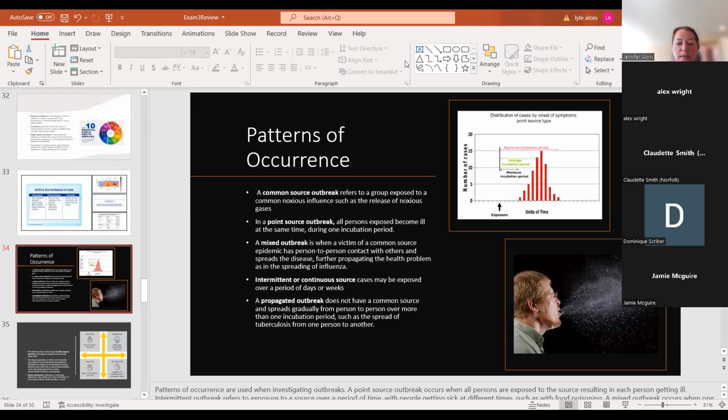Intermittent is cases may come intermittently or over a period of time. We'll see that with food poisoning. We'll see that with other things that may be exposed, but it'll come over a period of time, not all at the same time. And then we have a propagated outbreak, which doesn't have a common source and just spreads gradually from person to person. Okay, such as like TB.